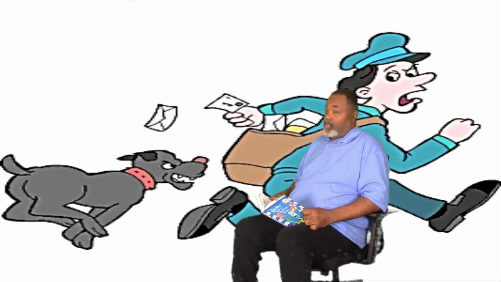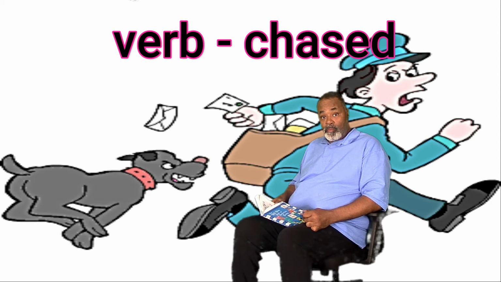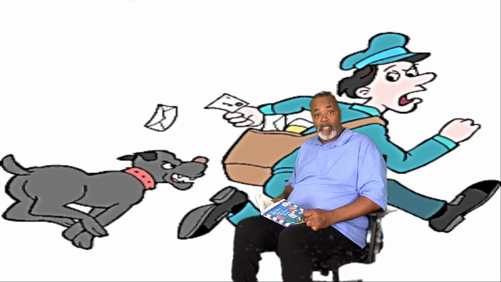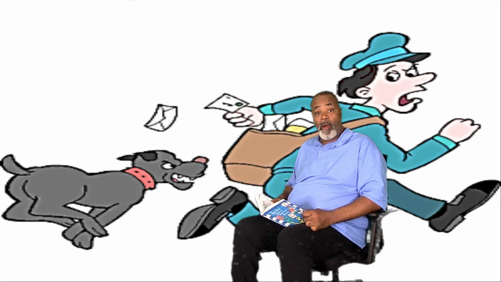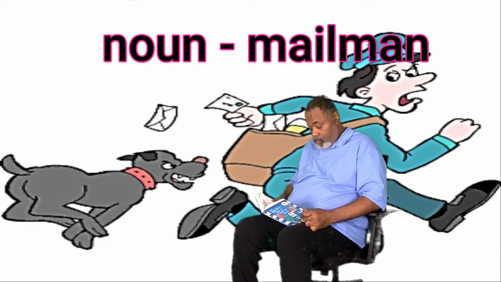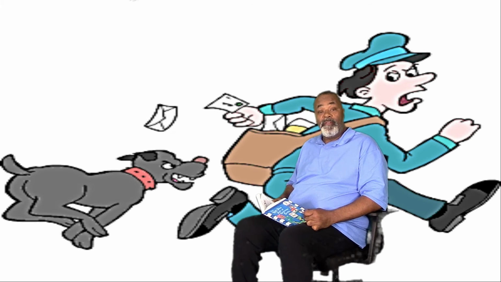When you look at this picture, what would be the verb? That's right. Chased. Very good. Chased would be a great verb for this picture. What would be the nouns in this picture? That's right. Dog is a noun because it's a thing. And what else? Do you see another noun in this picture? Mailman. Very good.